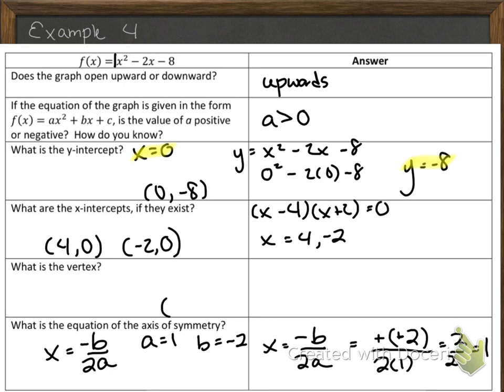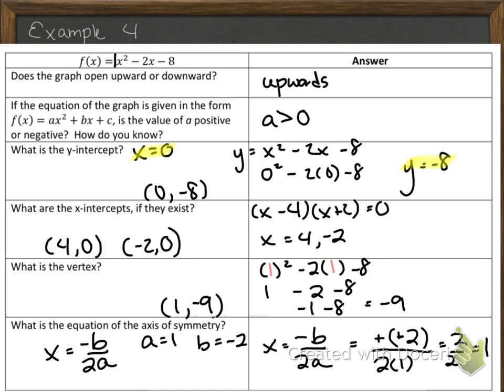Okay, so my vertex is 1 something. To find out what that something is, I have to put 1 in place of x in my equation. So I have a 1 and a 1. 1 squared is 1. 2 times 1 is 2. So I have 1 minus 2, which is -1. And then I have -1 minus 8, which is -9. So my vertex for this parabola is (1, -9).